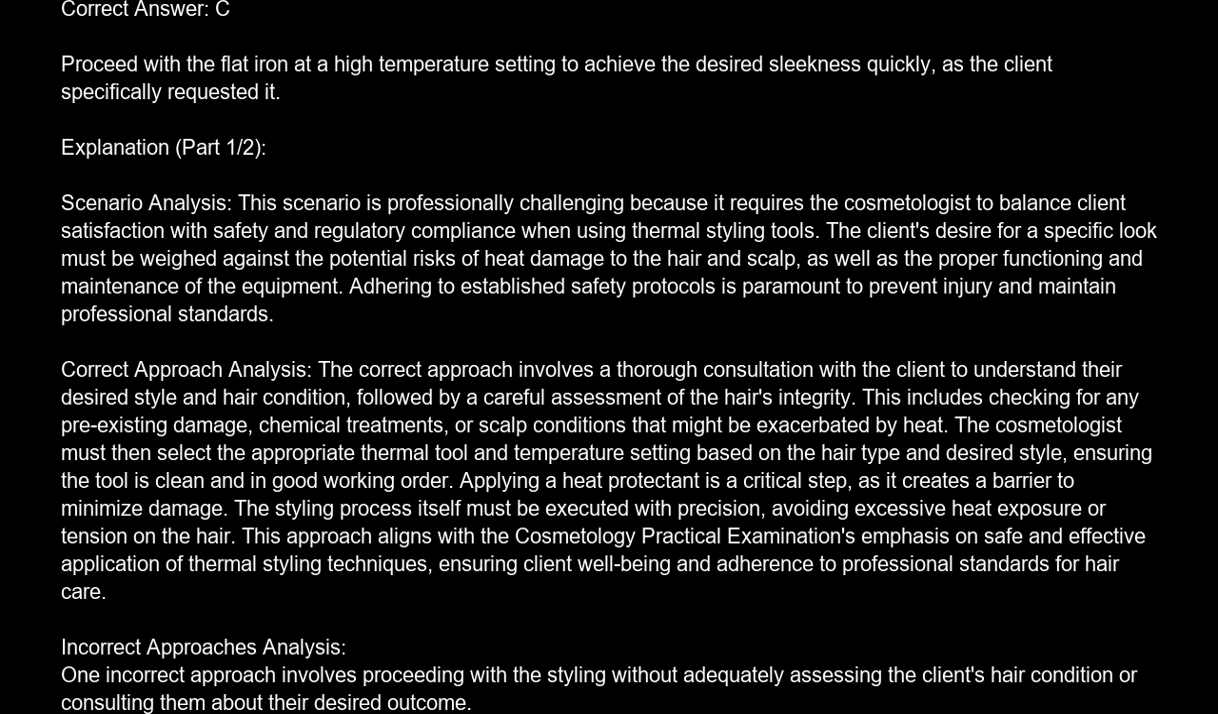Incorrect approaches analysis. One incorrect approach involves proceeding with the styling without adequately assessing the client's hair condition or consulting them about their desired outcome. This failure to consult and assess is a direct violation of professional practice, potentially leading to hair damage and client dissatisfaction. Ethically, it demonstrates a lack of client-centered care.